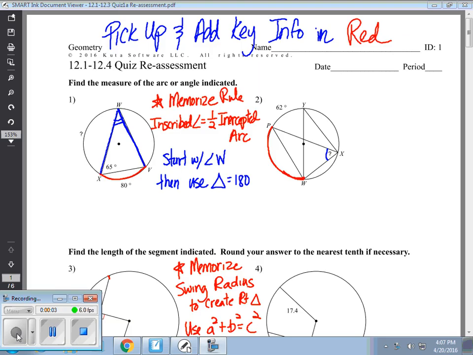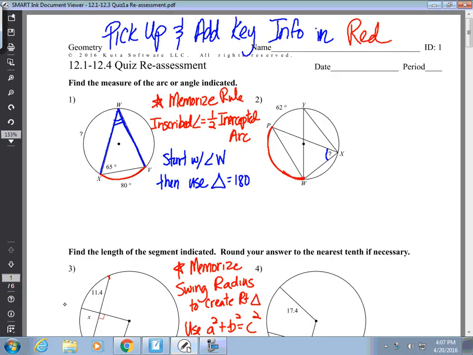Okay, here's your reassessment for your open notes quiz that you had on Friday. This will help you for your test tomorrow. Yes, tomorrow, not Friday. So we got the days mixed up with everything.